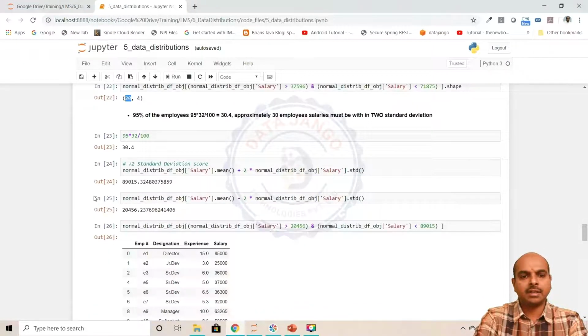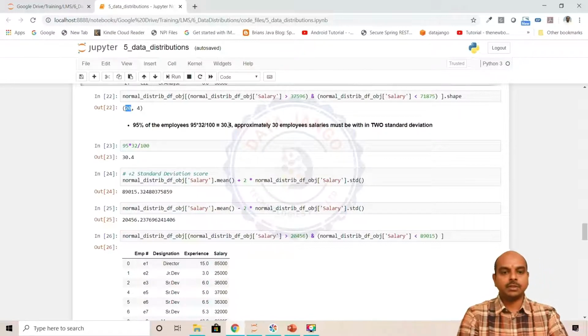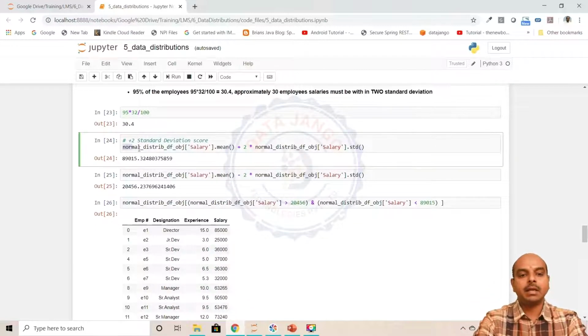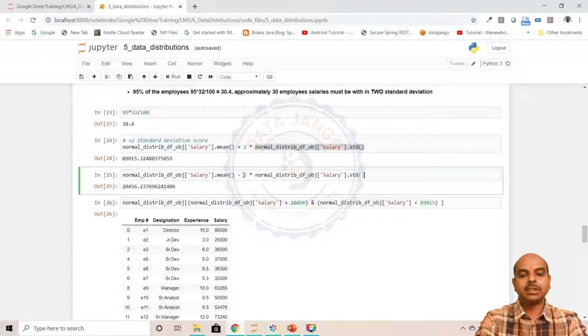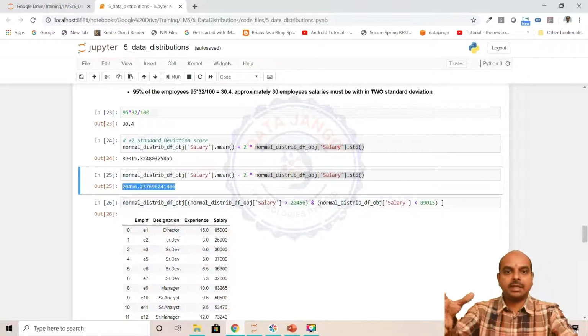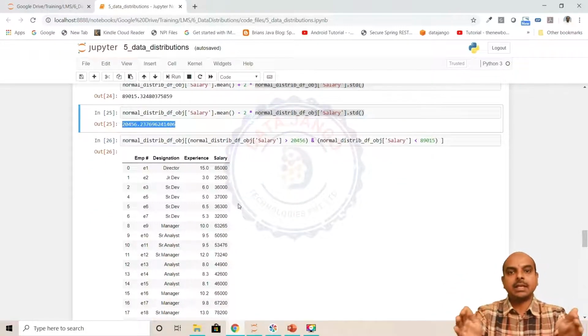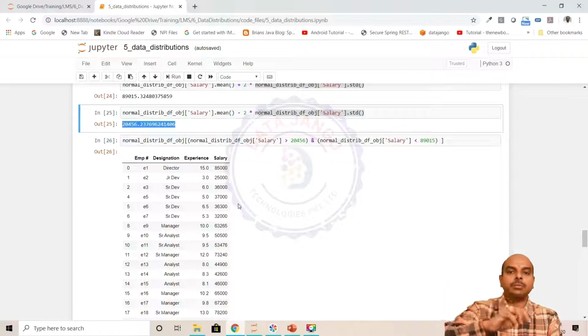Let us see the same thing for the 95% rule. What is 95% of 32? Around 30 people are the 95% of the 32 people. So if I calculate mean plus 2 standard deviations, and mean minus 2 standard deviations, these are two numbers, or two salary ranges. When I filter the data set, there should be around 30 people falling in this range, because the salary data is forming a normal distribution or bell curve.